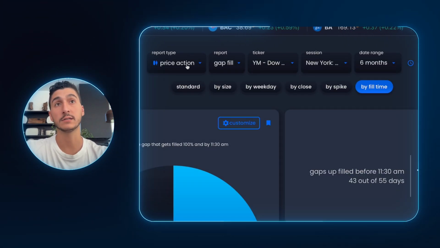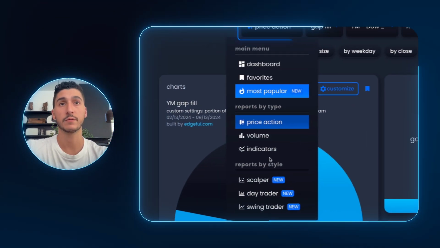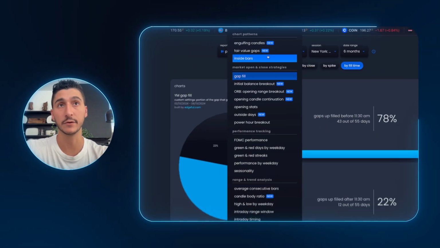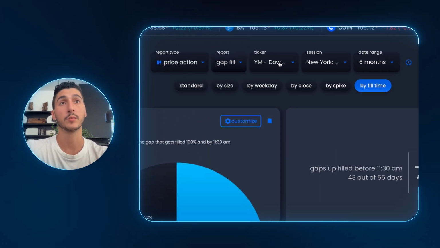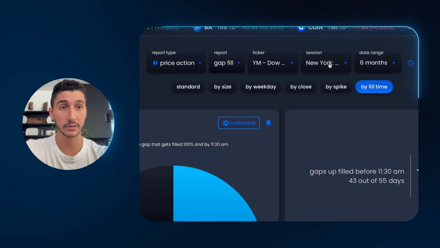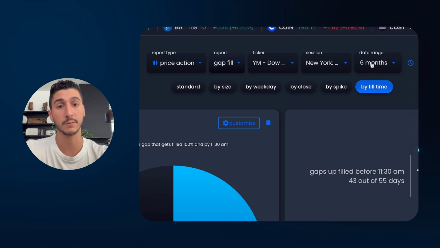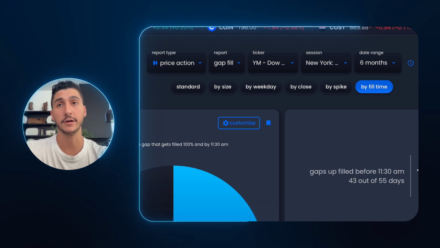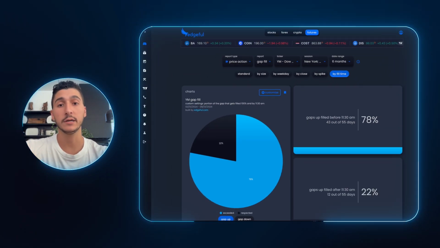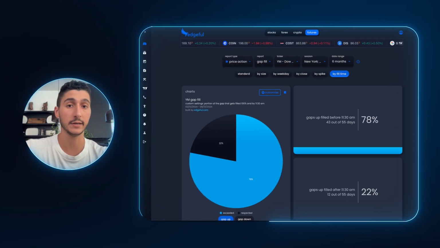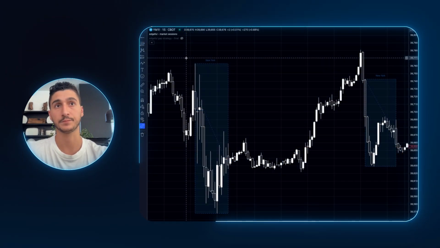So this is in the price action report type right here. We're looking at the gap fill report, which is right there. But we're looking at YM in the New York session in the last 6 months. Obviously, we're looking at the by fill time variant. So let me just quickly show you what a gap fill is, and then we can go from there.